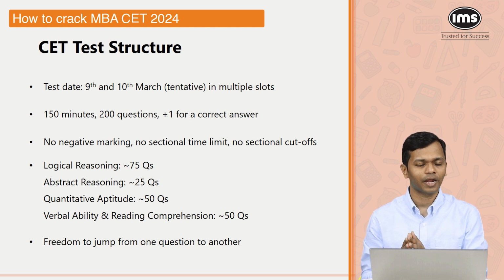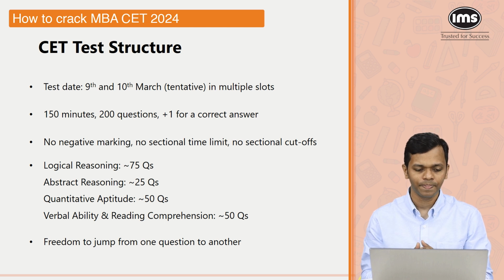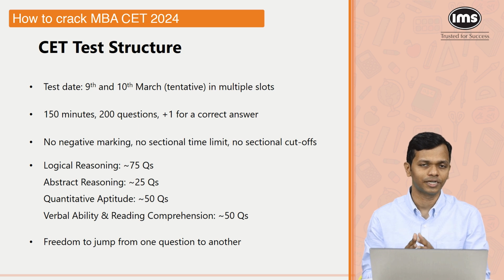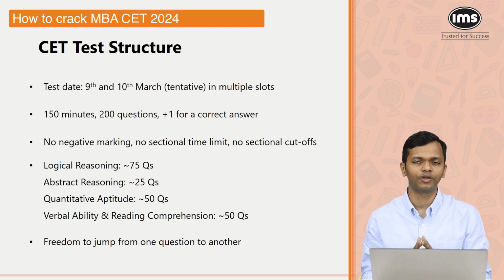Last year and the year prior as well, the CET paper was a jumbled paper, which means that the 200 questions that you had were not split in different sections. So typically the distribution that you have on the CET is 75 questions of logical reasoning, 25 questions of abstract reasoning or visual reasoning, 50 questions of quantitative aptitude that also includes the data interpretation questions, and then 50 questions of verbal ability and reading comprehension.